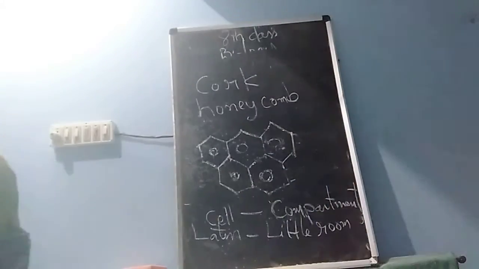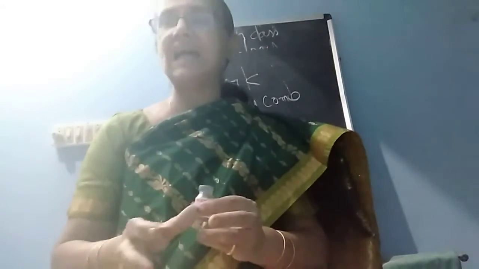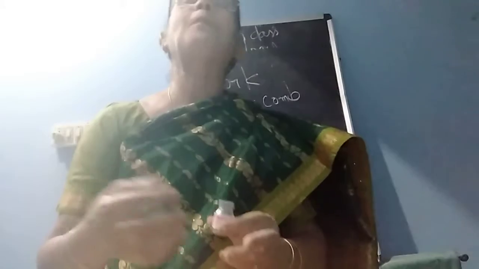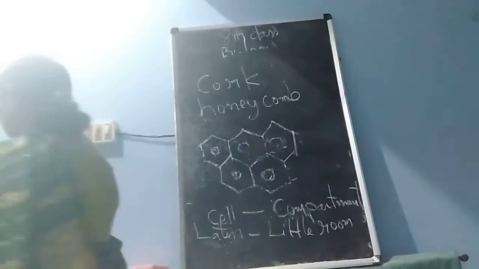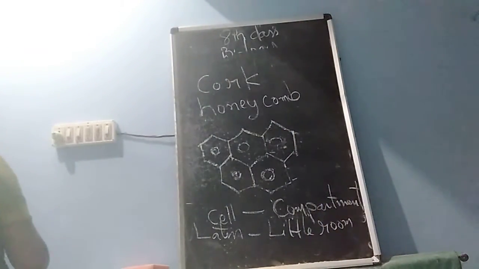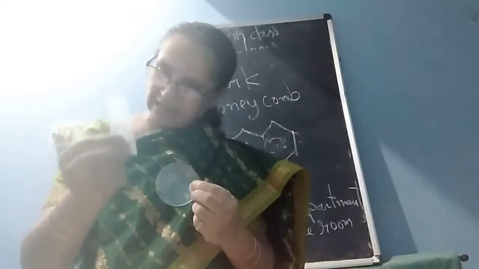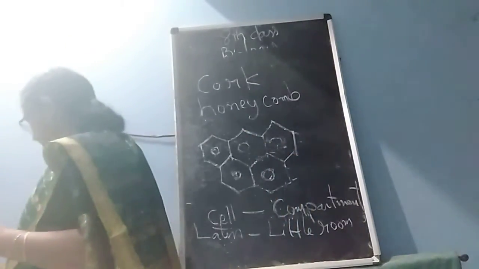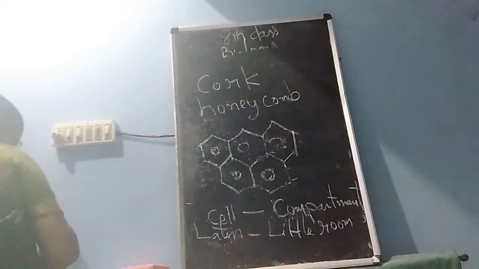And this is the glycerin solution. To give coloration, we use different types of colors, called stains. So this is a watch glass, this is a glass slide, this is a cover slip. This brush, needle and all others, you know.